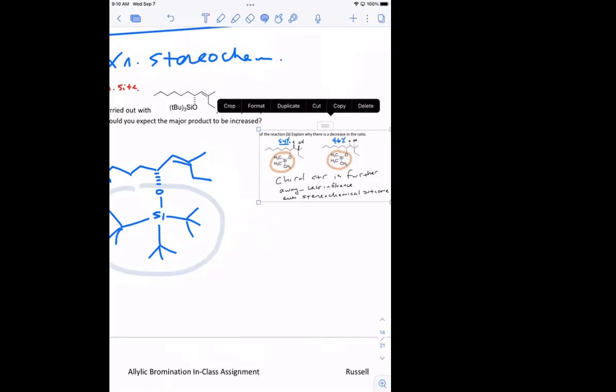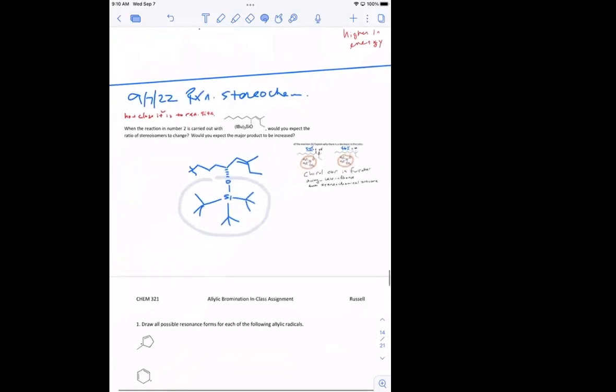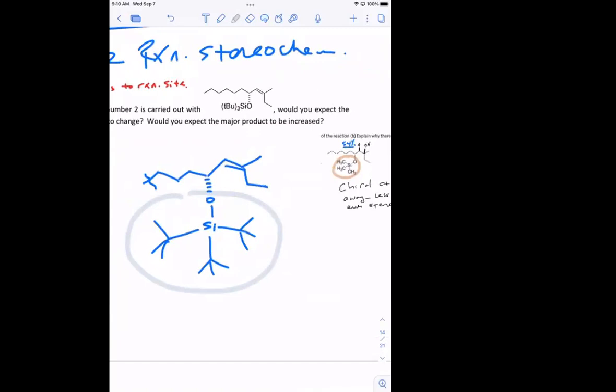Yes. So you're saying the 46% is, we know that the reason it's 46% is because of the orientation of those two groups. They're on the same side, and normally that's a bad thing, right? So if I made the group bigger, that's going to disfavor that isomer even more. So you're right. So in this case, if I make it bigger, the question it asks is, would you expect the major product to be increased? When we say major product, that's just the product that's present in the highest amount, like the highest percentage.